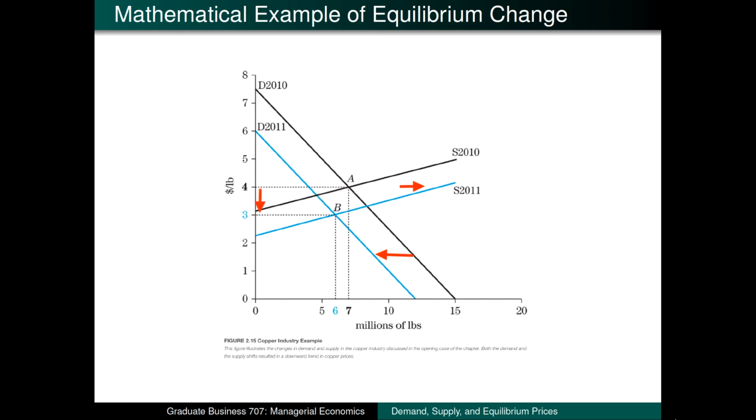Our equilibrium price went down, as expected, from $4 to $3, and our equilibrium quantity decreased from 7 to 6, since there's a slightly larger shift in the demand curve compared to the shift in the supply curve. So the graph is consistent with our table and mathematical equations.